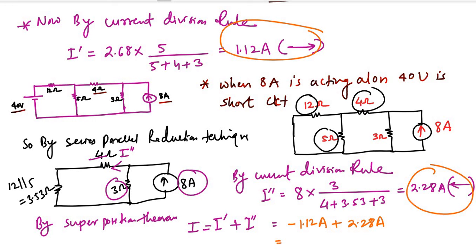So the total current flowing through the 4 ohm resistor is 1.16 ampere, and the direction of the current is from right to left. So this is our current through the 4 ohm resistor by the superposition theorem.